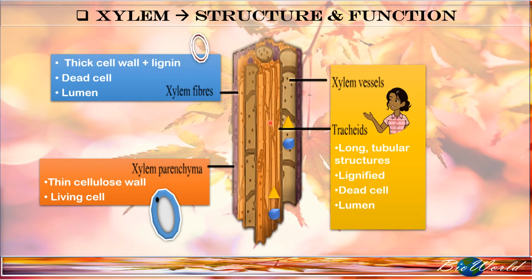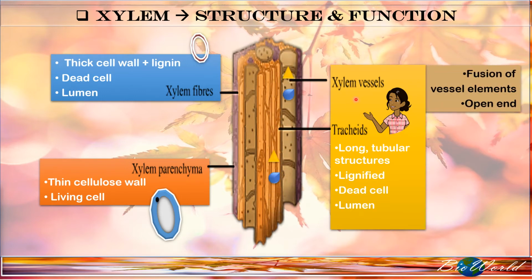However, from the diagram, you can notice the difference between xylem vessels and tracheids. For one, the diameter of the xylem vessels is larger than the diameter of the tracheids. This indicates that transport is more efficient in the vessels compared to the tracheids.